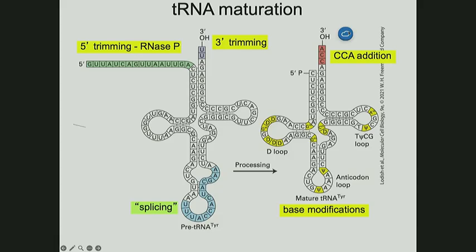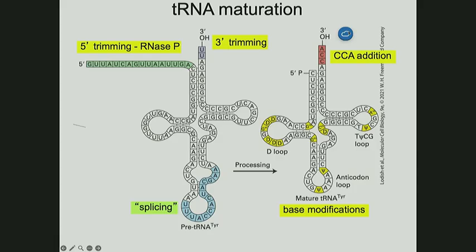Some tRNAs also have an intervening sequence that needs to get removed or spliced out, meaning this blue sequence would be removed and then these nucleotides would be ligated back together. Looking at the sequence here, do you think that the same spliceosome that removes introns from pre-messenger RNAs is going to be involved in splicing the tRNA?